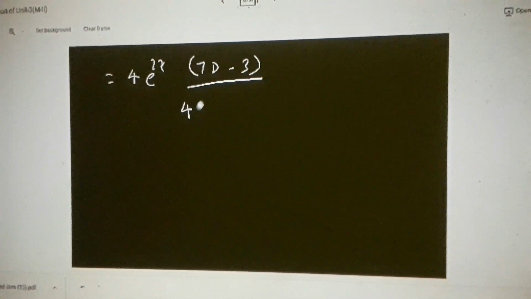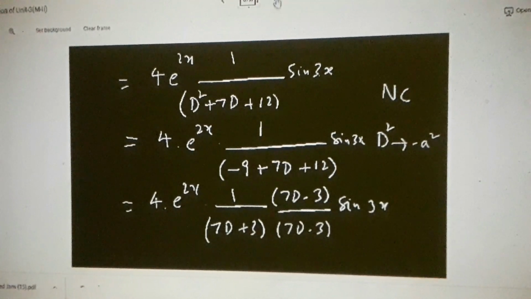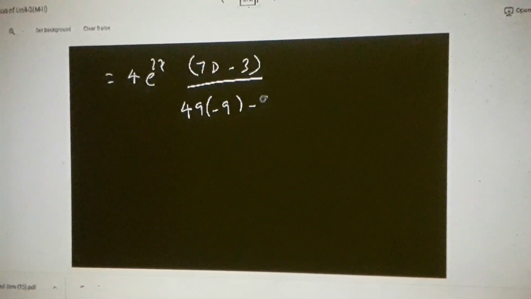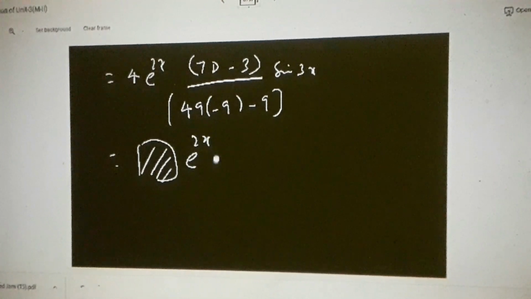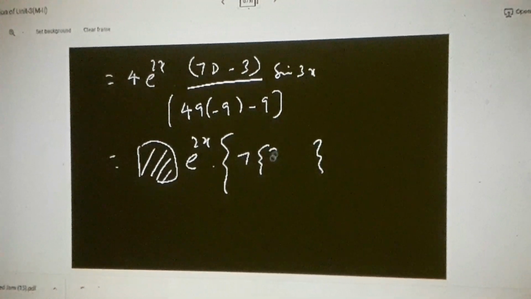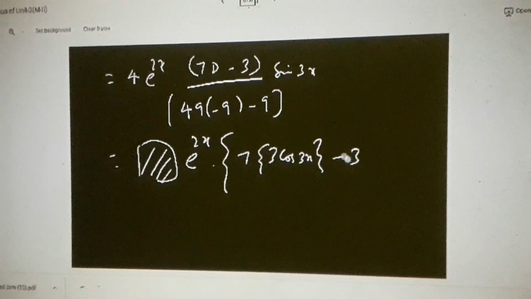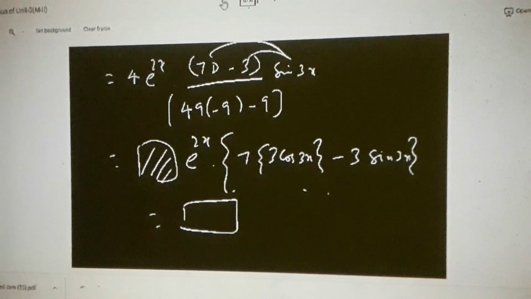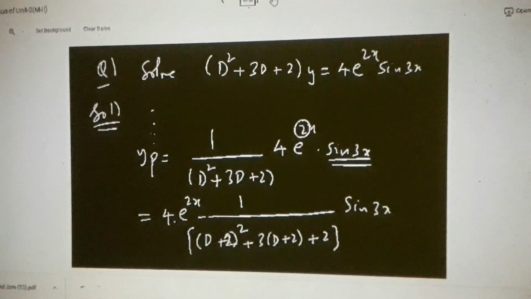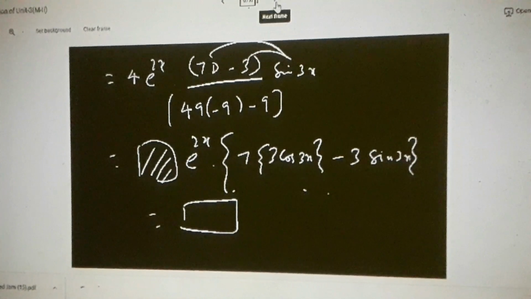So directly I am writing 49 into D square value, that is nothing but minus 9. So minus 9 of sin 3x. Now this complete becomes a number. I am least bothered about that number. So e to the power of 2x. Now what you do is 7 times the derivative of this one, that is 3 cos 3x, minus, when 3 is operated it will become 3 sin 3x. So now you do the simplifications and you will get that result. This is nothing but the value of yp. So yc and yp, if you add up, you will get the general solution.